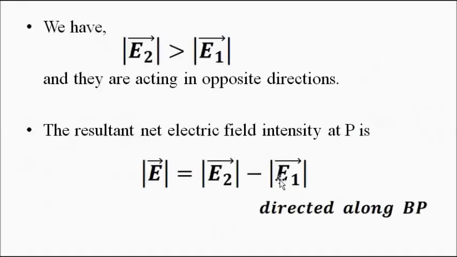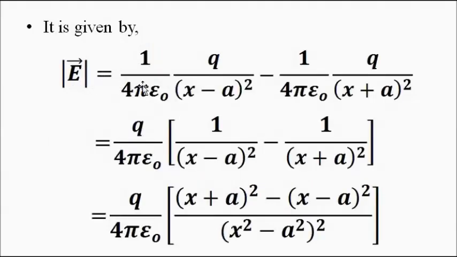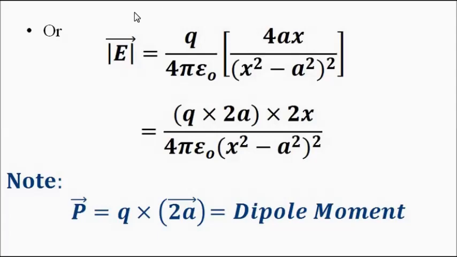If we do some mathematical simplification, E vector is equal to 1 by 4 pi epsilon 0 q by x minus a whole square, which is E2 vector modulus, minus 1 by 4 pi epsilon 0 q by x plus a whole square, which is E1 vector modulus. Then we do the mathematical simplification. We took the LCM, multiplied x square minus a square whole square, and then did basic mathematical simplifications, and finally got the expression in this form. E vector modulus is equal to q by 4 pi epsilon 0 into 4ax by x square minus a square whole square.